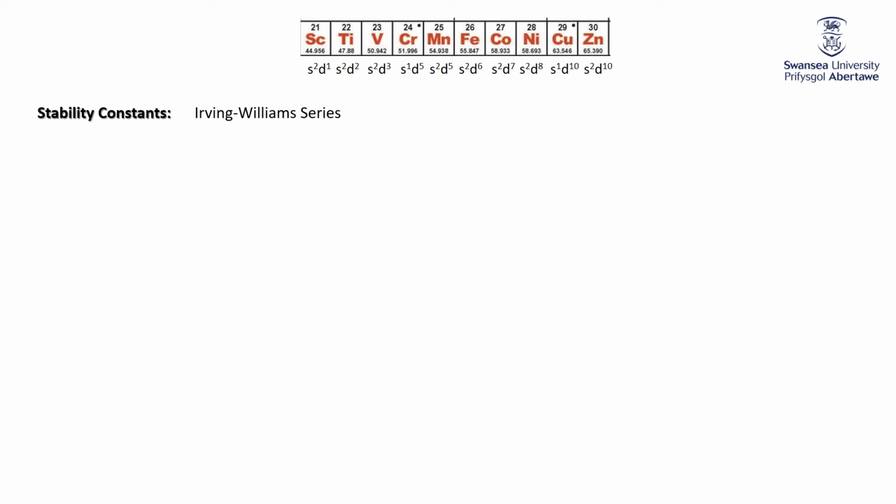Anyway, the Irving-Williams series talks about the relative stability constants of the first row 2+ cations. All other things being equal, the series goes manganese 2+ less stable than iron 2+, less stable than cobalt 2+, less stable than nickel 2+, less stable than copper 2+. In other words, stability increases as you go from left to right, but then goes down again for zinc. So it achieves a maximum at copper. I'll give you some examples of this.